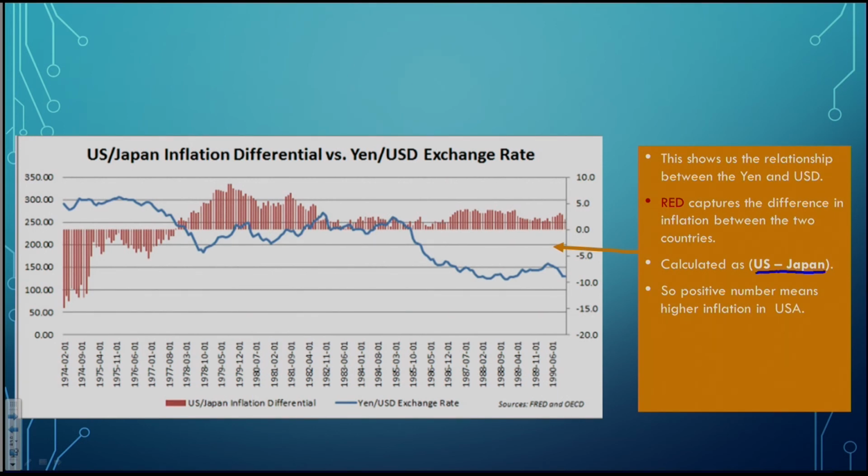And if the number's negative, then it means Japan has higher inflation. So once again, I'm talking about these red bars right here. When they're positive, the US has higher inflation. But over here, when they're negative, Japan has higher inflation, because, as I said, we're calculating it as US minus Japan.